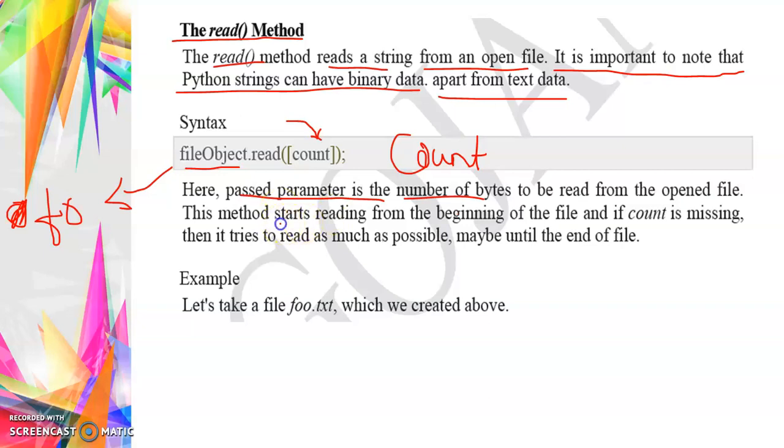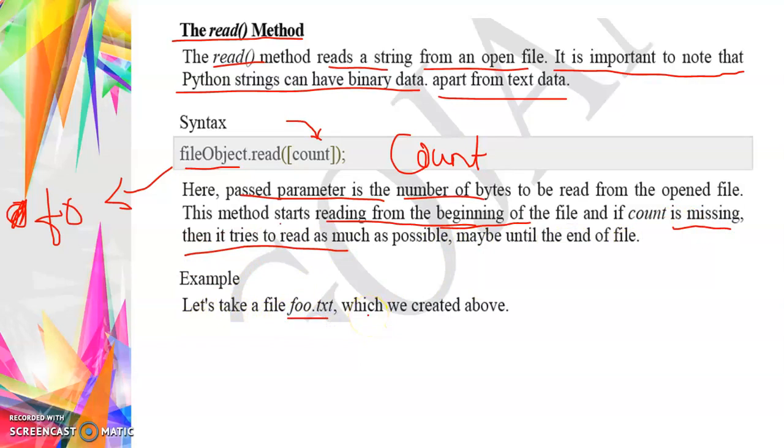This method starts reading from the beginning of the file. If count is missing, then it tries to read as much as possible, maybe until the end of the file.